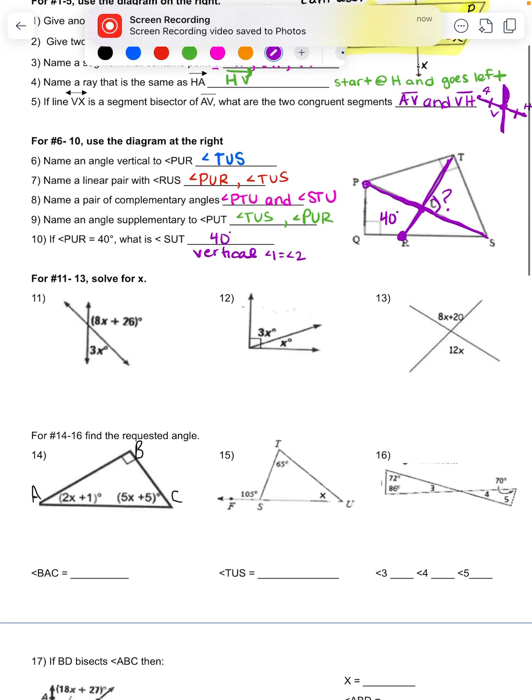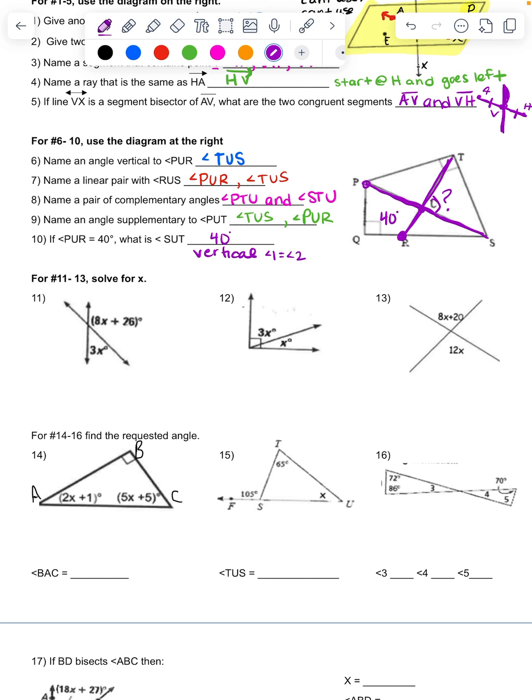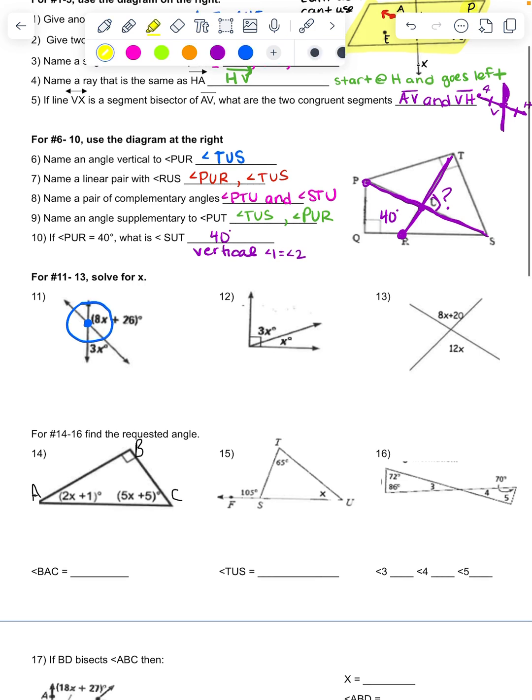All right, now I'm going over the algebra portion of the review. Questions 11 through 13 say solve for x. So the first thing we have to do is identify the angle relationship. I'm going to start by making a point in the middle, and I'm going to draw a circle around this. And I'm going to highlight the 8x plus 26 angle and the 3x angle.